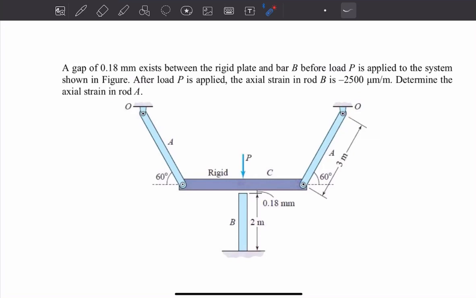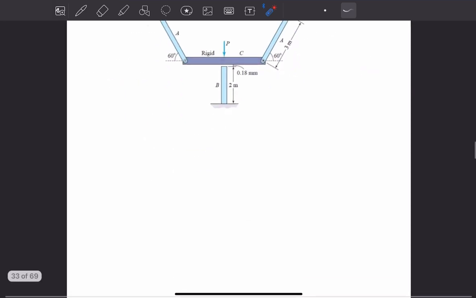Welcome to the second example in the chapter of strain. The question reads, a gap of 0.18 millimeters exists between the rigid plate and bar B before load P is applied to the system, as shown in the figure below. After load P is applied, the axial strain in rod B is negative 2,500 micrometers per meter. Determine the axial strain in rod A.